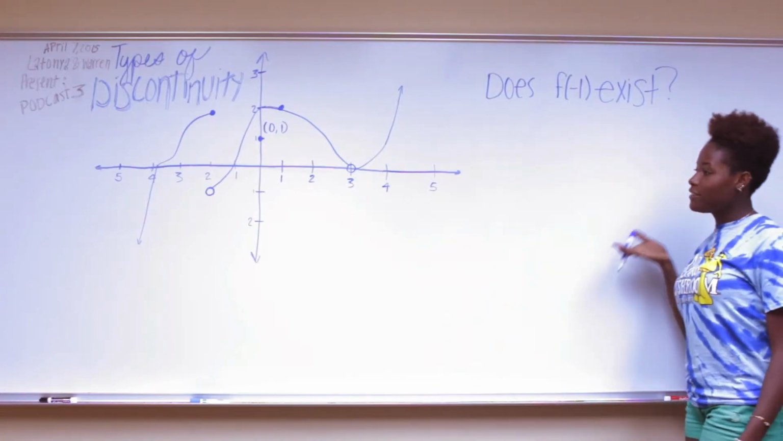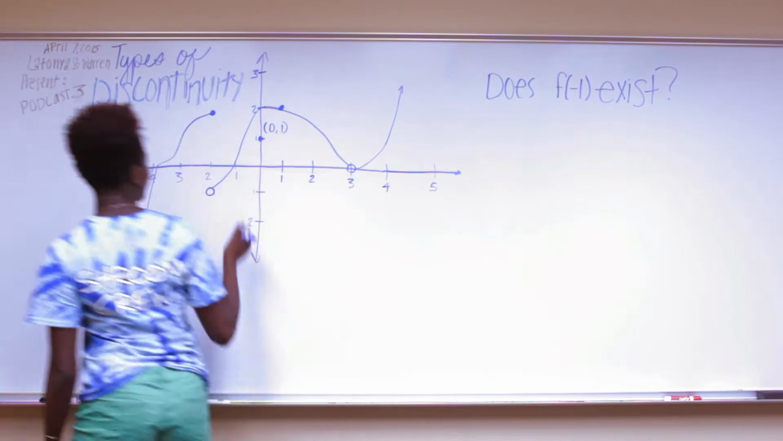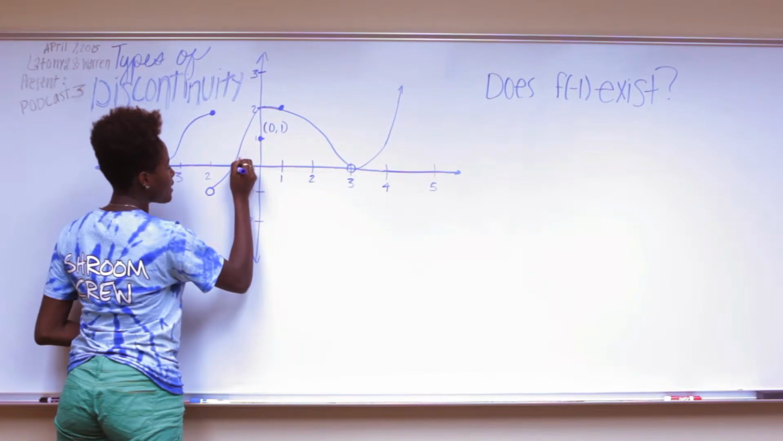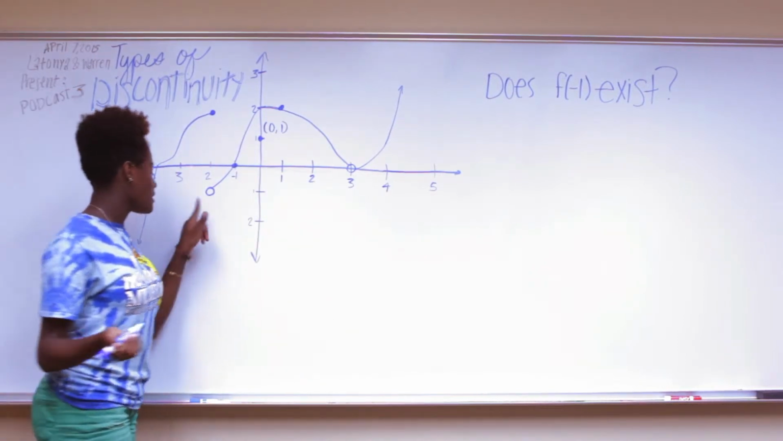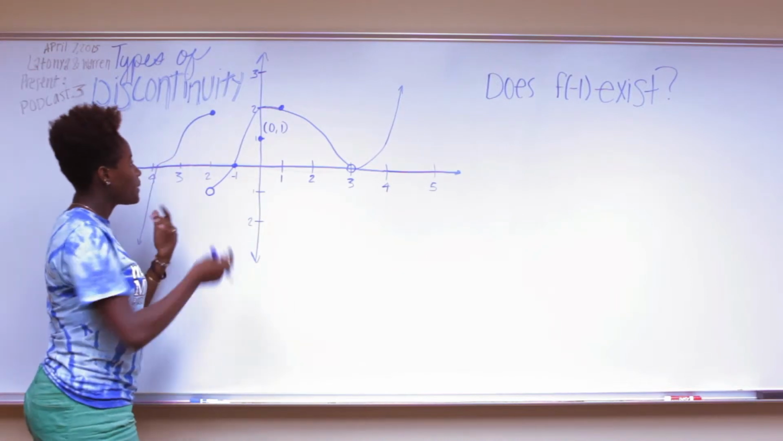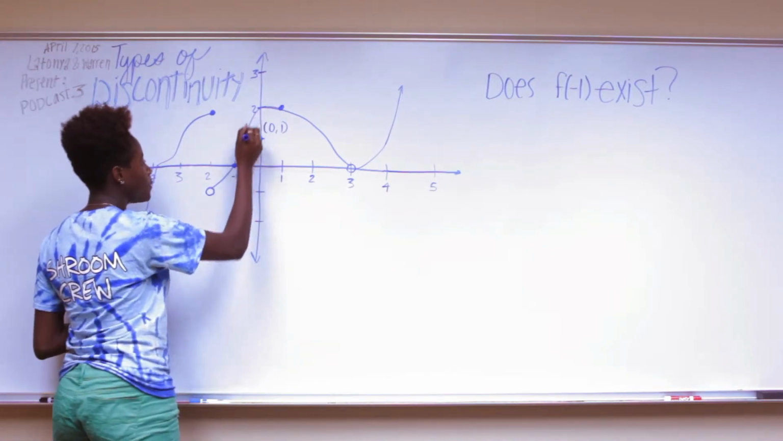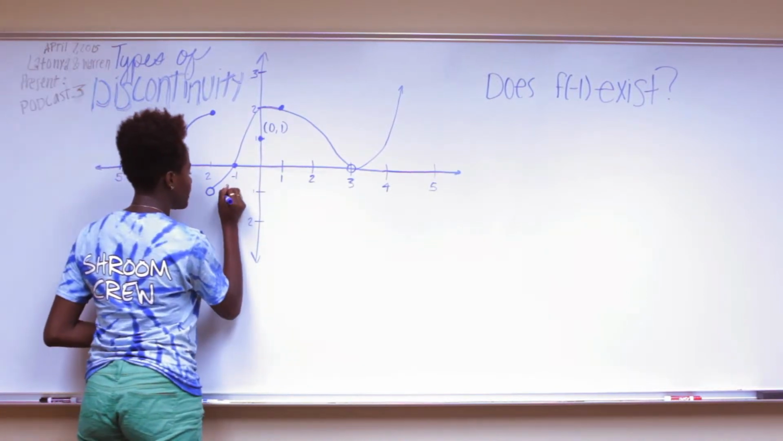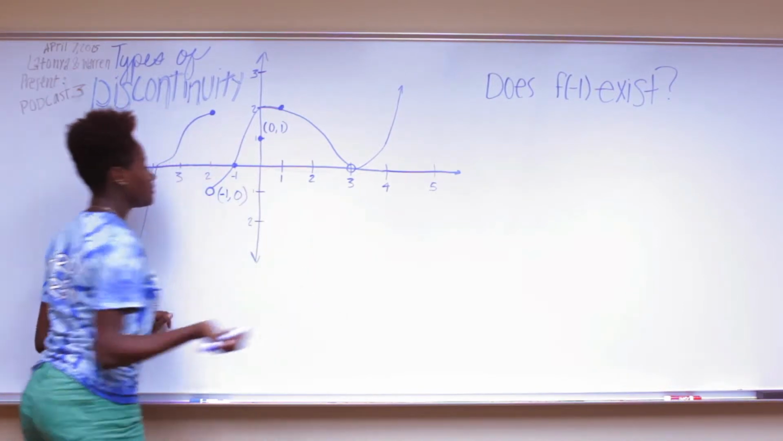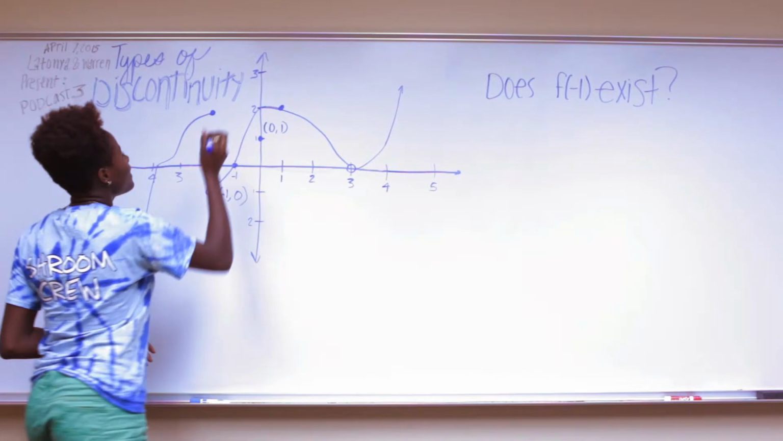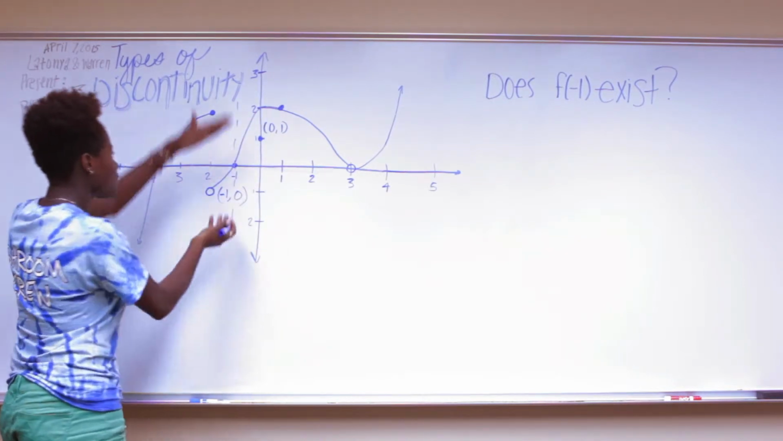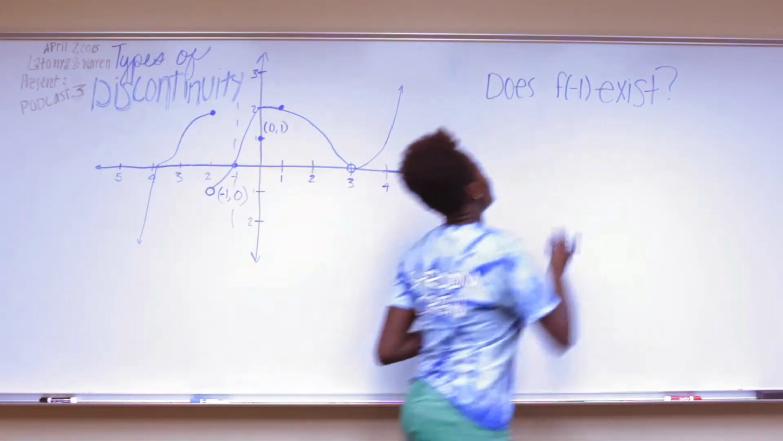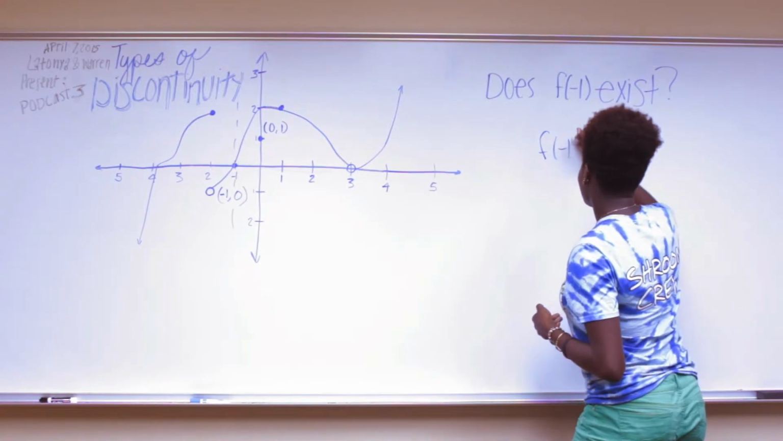Does the function of -1 exist? Well, when we stroll over to -1, we see that the point is right here. And we know that it's a closed circle because there was not an open circle to begin with. So, because it's a closed circle and it is on the graph and the point is -1, 0. So far, so good. And then when we do the vertical line test, we see that there's no other point. So the function of -1 definitely exists.